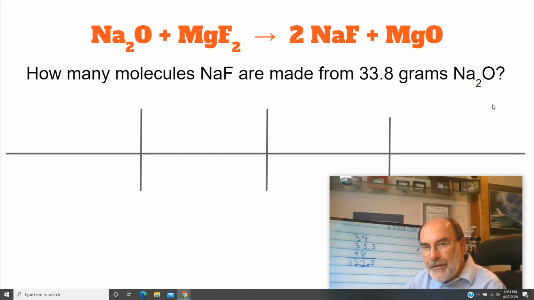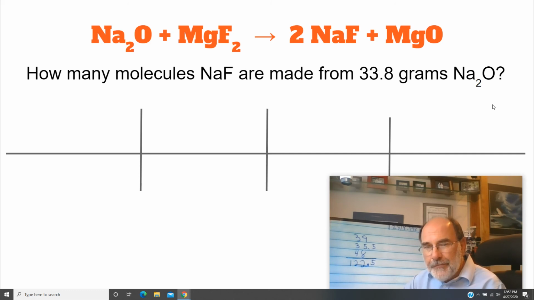If I'm starting off with 33.8 grams, that is a pinch more than half of 62. So I'm starting off with just over 0.5 moles of sodium oxide. Based on the balanced chemical equation, I see that for every 1 mole that I start off with, I am producing 2 moles of the product that I'm interested in.